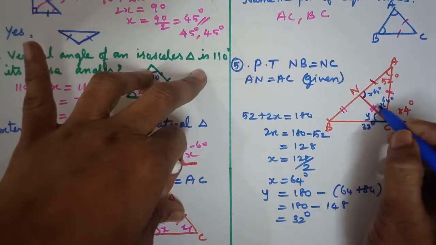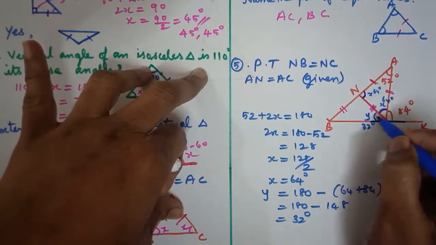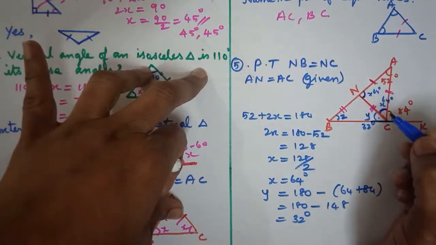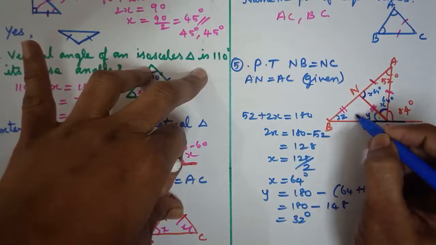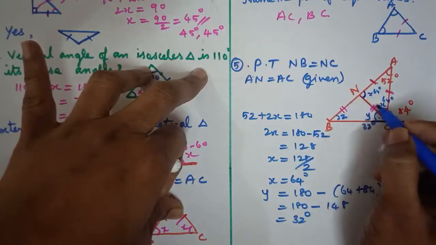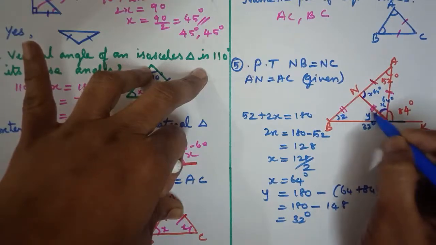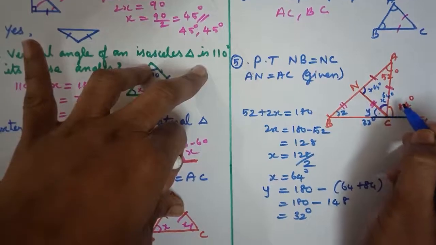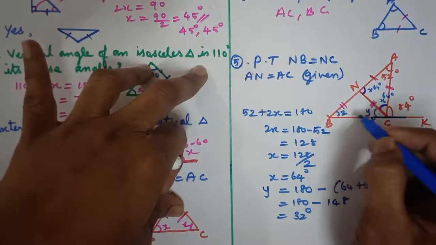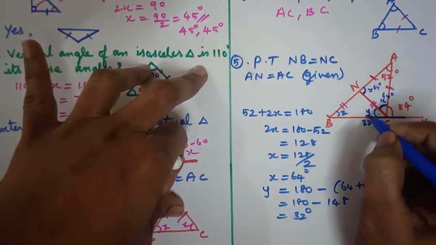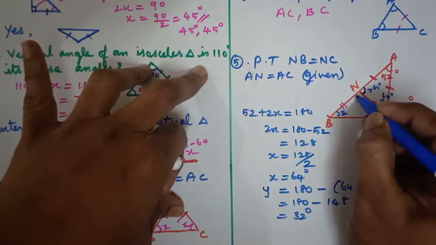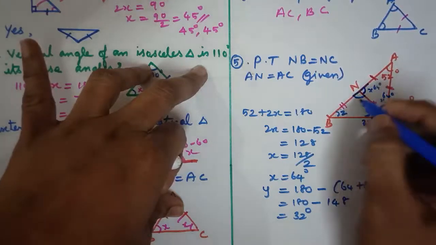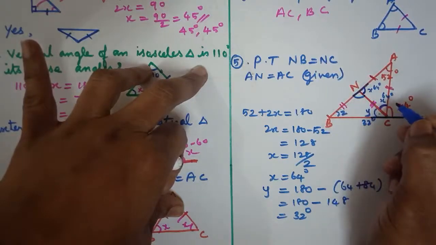So put a z here. If we prove z is 32 degrees, then we can say this side is equal to this side, because if these two angles are equal, then the opposite sides are equal. So students, listen, we have to find angle z. How will we find it? This is 32 degrees. Then here, just come here. This is a right angle.